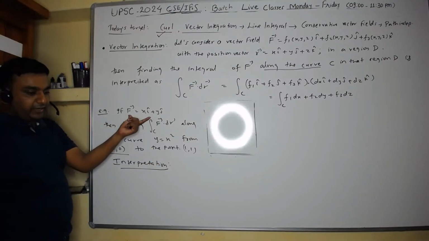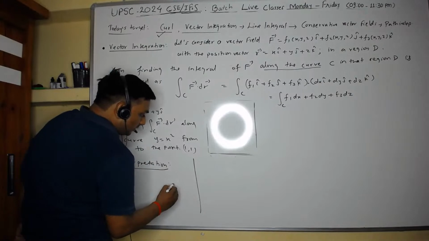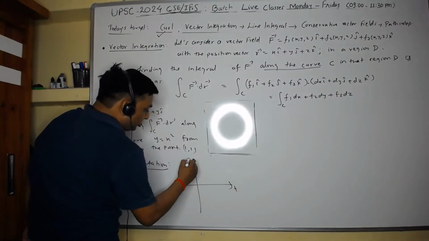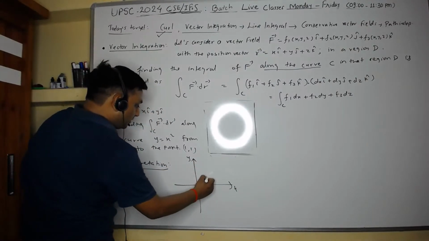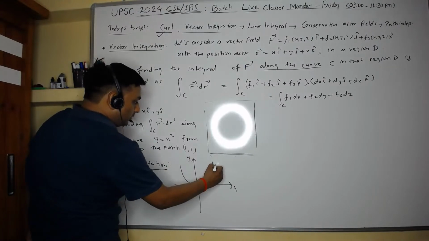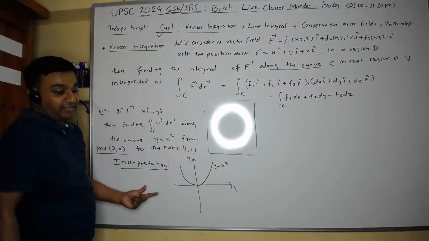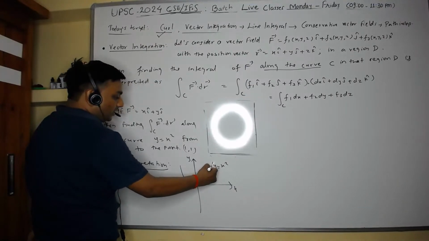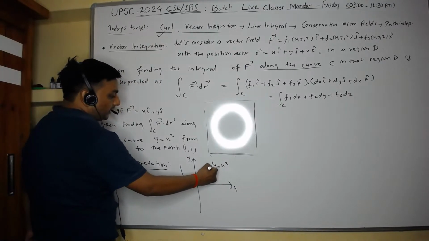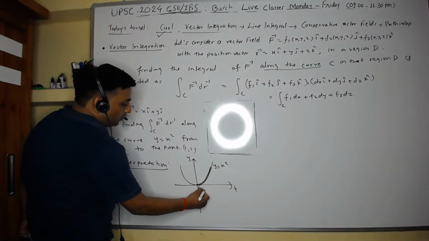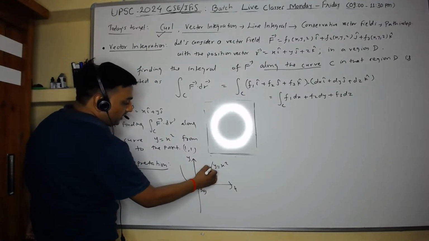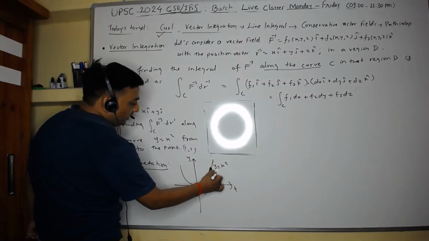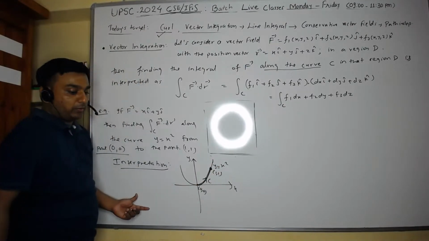You have a vector field in 2D. Let's say this is the x-axis, this is the y-axis, and this is the parabola y equals x squared. Observe carefully, because this will give you the intuition for how we do the line integral. That is the point (0, 0). This is the curve C. It goes up to the point (1, 1).